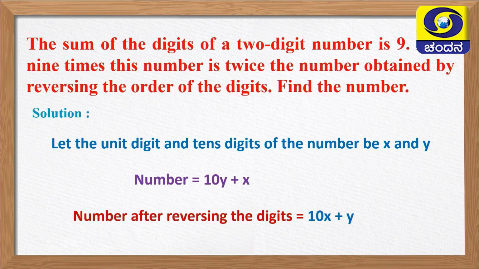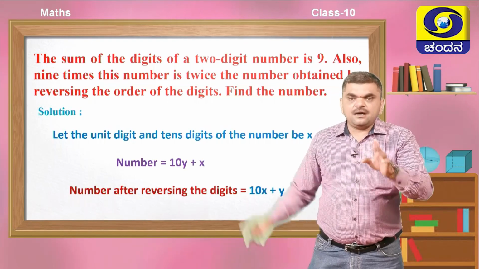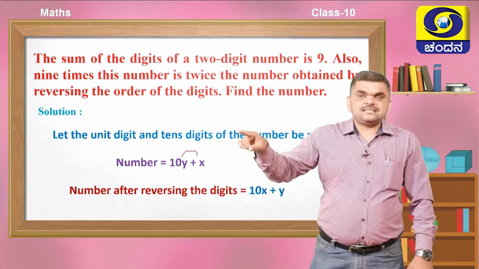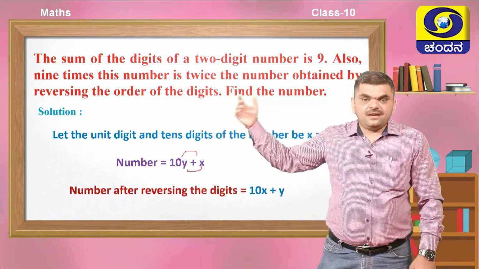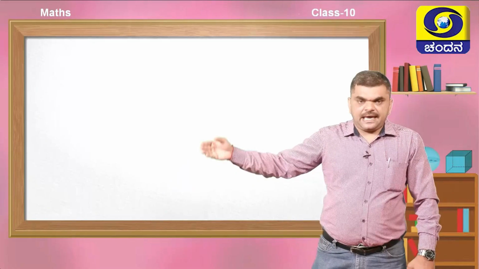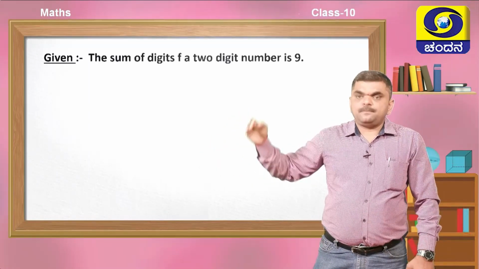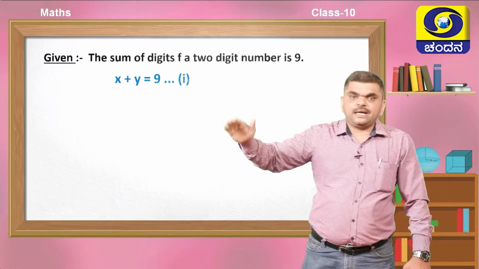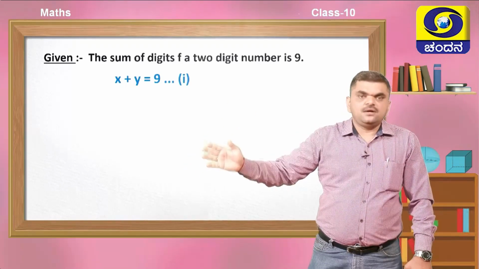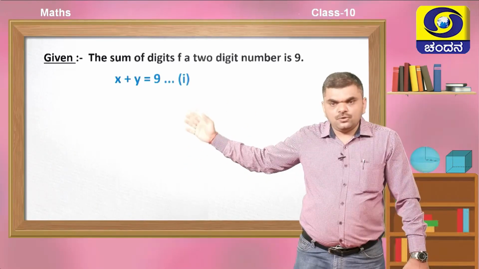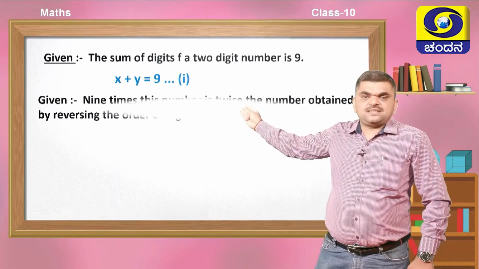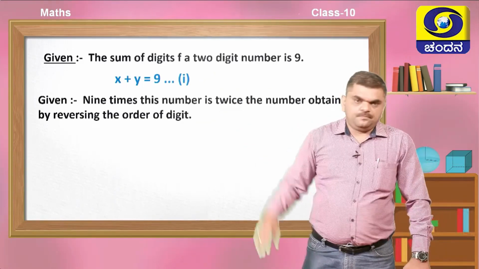So, now let us go for the conditions. The sum of digits of a 2-digit number, it is a 2-digit number. The sum of these 2 digits is 9. So, we will write this equation as x plus y, that is y plus x, whatever you write, y plus x is equal to 9. Let us assume this as equation number 1.